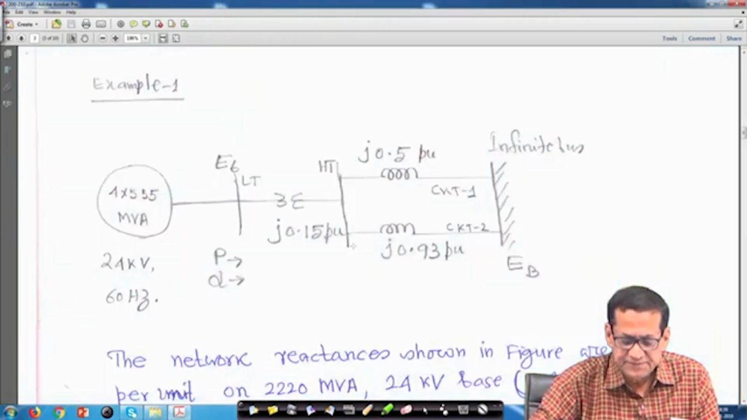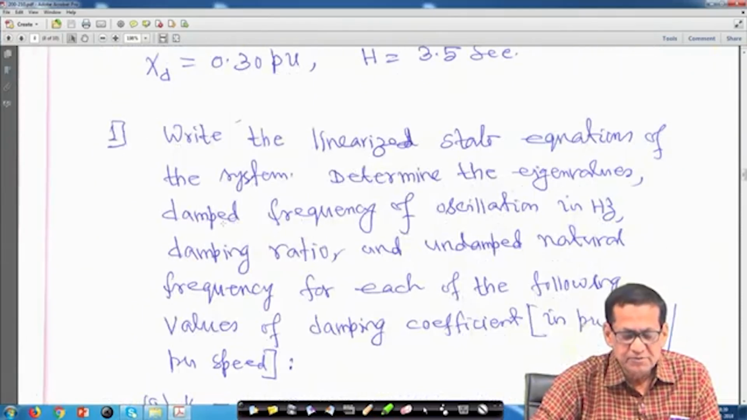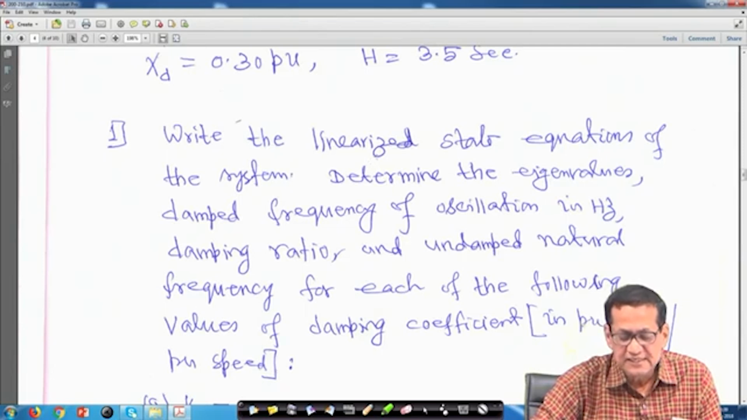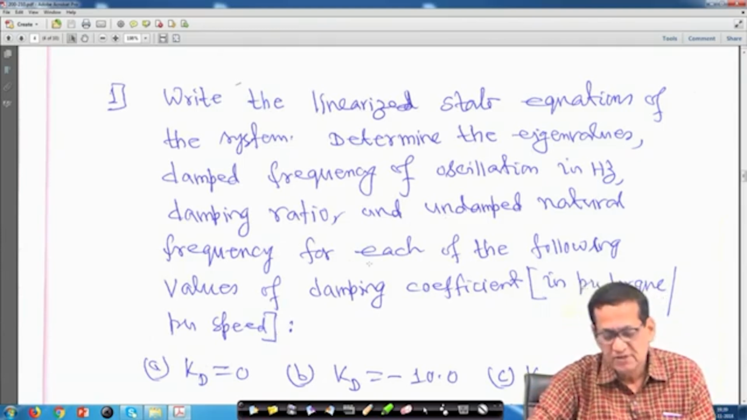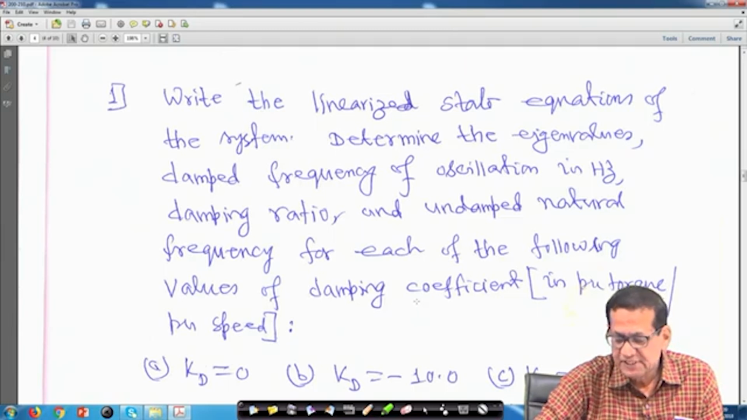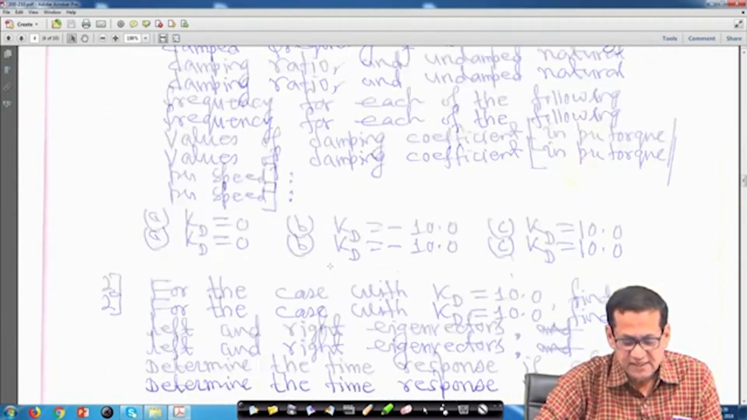In this case, you have to write the linearized equation of the system, and determine the eigenvalues, damped frequency of oscillation in hertz, damping ratio xi and undamped natural frequency omega n for each of the following values of the damping coefficient in per unit torque per per unit speed. Case A is K d equal to 0, case B is K d equal to minus 10, and case C is K d equal to 10. These are the 3 conditions.